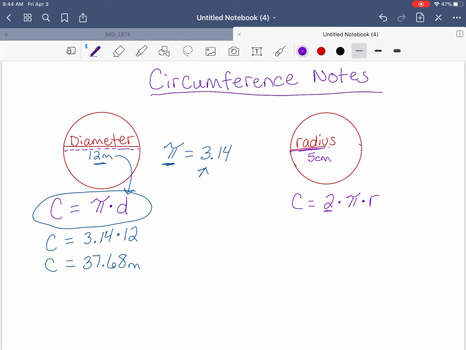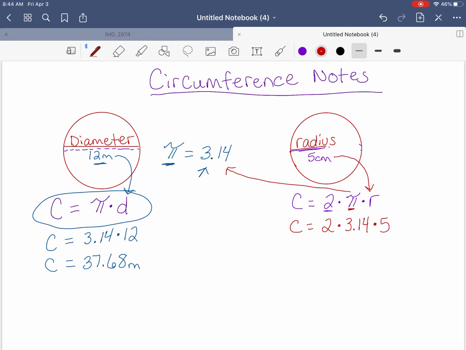Okay, so just like we did on our first circle with the diameter, we are going to plug our numbers into our formula. So we will have circumference equals, and we always keep the 2 there because remember, 2 radiuses equal 1 diameter. So 2 times, here we have pi. Remember, anytime we have pi, we put in 3.14. And then I just said our radius was 5, so we're going to put 5 in for our radius.